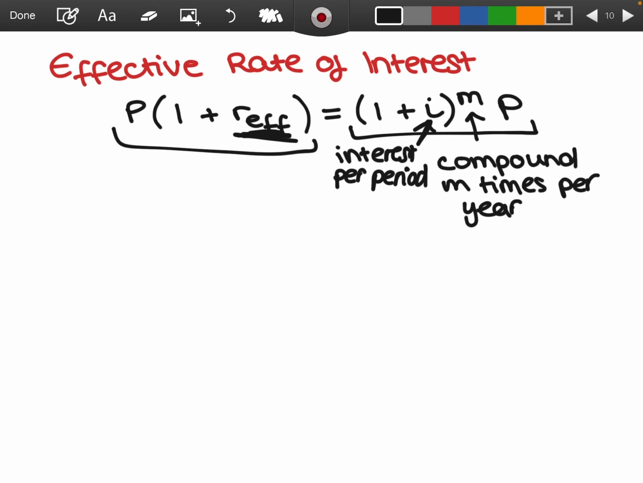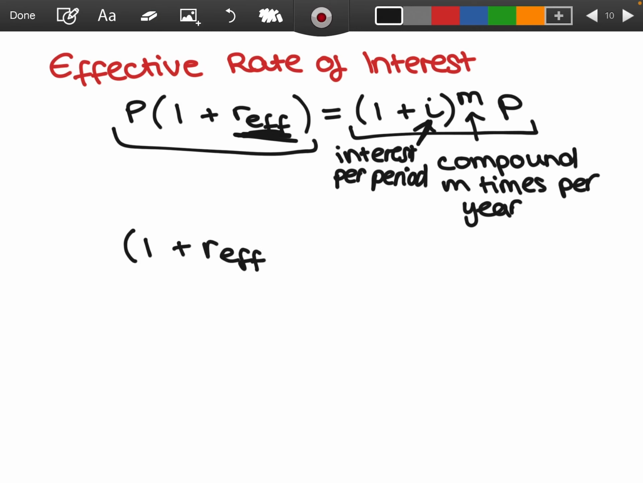My left-hand side, like I said, is just my formula for simple interest. I have my principal multiplied by 1 plus n times r, where I'm looking at n different periods, so for n years. Well, I'm just looking at 1 year here. I want to know annually what my compound interest rate is as a simple interest rate. So n is 1 in this case, and then I have it multiplied by my simple interest rate r, and in this case I'm calling that r effective.